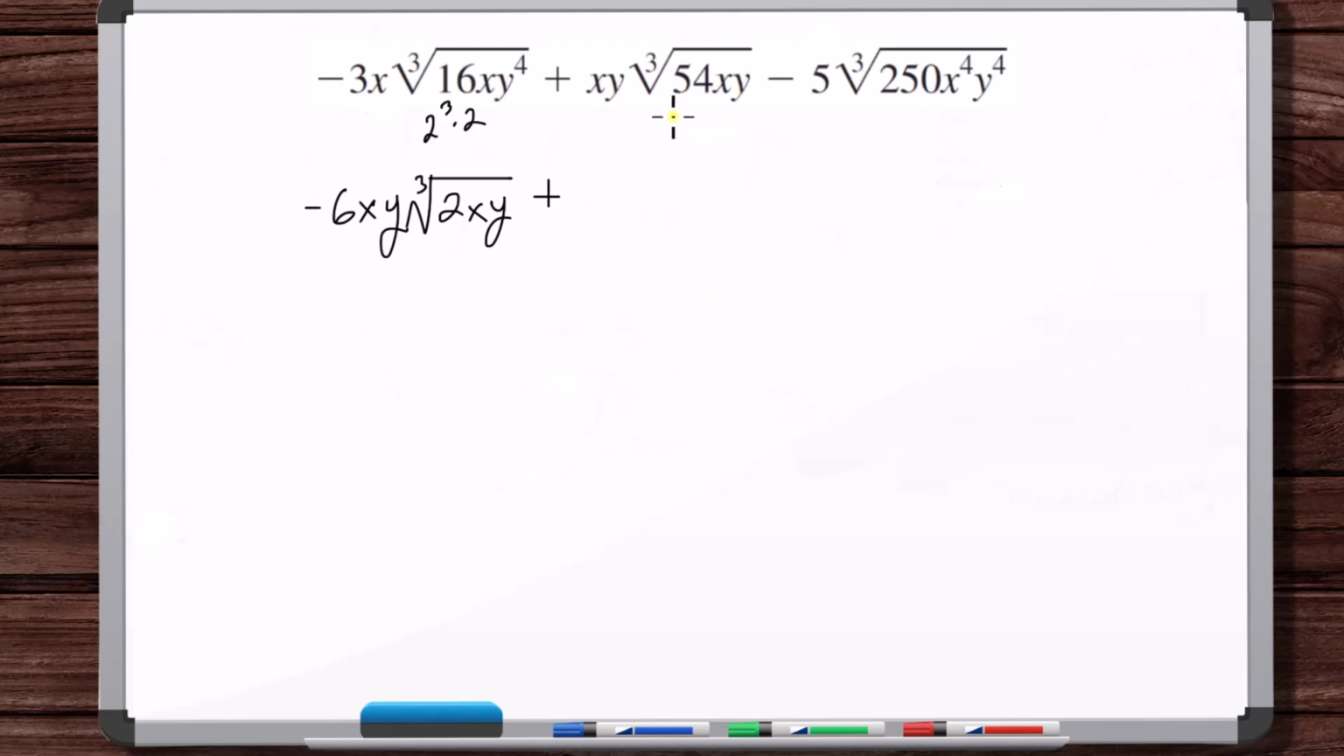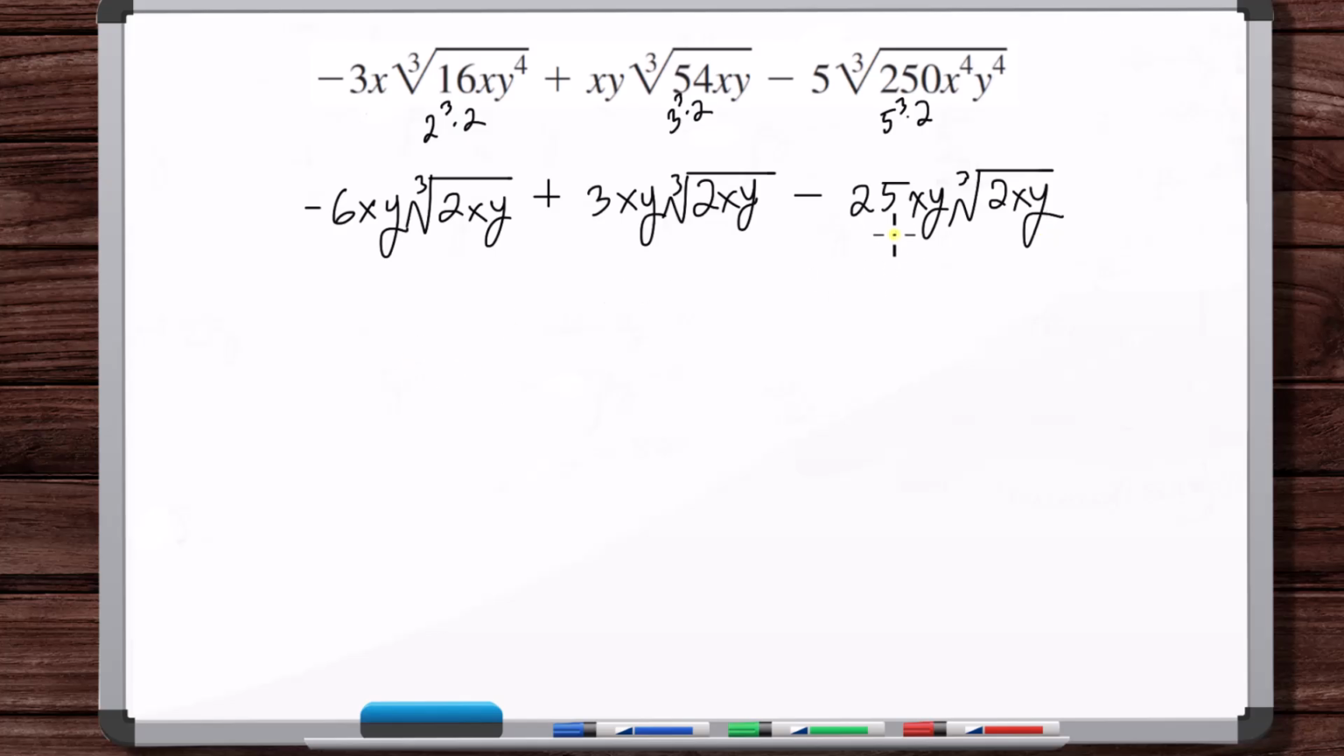Okay, 54 is going to be what? 27 times 2, and 3 cubed is 27. So 3 cubed times 2. So we can take out a 3. 3xy, and then we're left with 2xy in the radicand. Okay, now 250 is 125 times 2. Now 5 cubed is 125. So 5 cubed times 2. So we could take out a 5. 5 times 5 is 25. And then we could take out an x and a y, and we're left with 2xy.